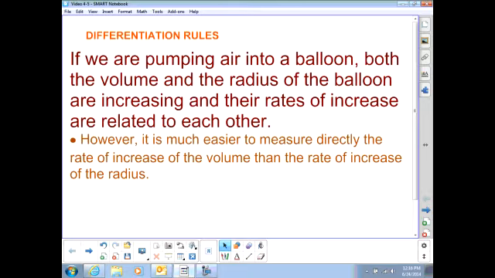So let's say we're pumping air into a balloon. As we do that, both the volume and the radius of the balloon will be changing, and the rates that they're changing are related to one another. And the reason being, the volume formula has the radius in it. However, it's much easier to measure the increase of the volume than it is the increase of the radius.